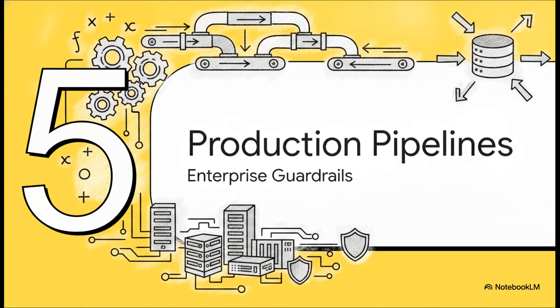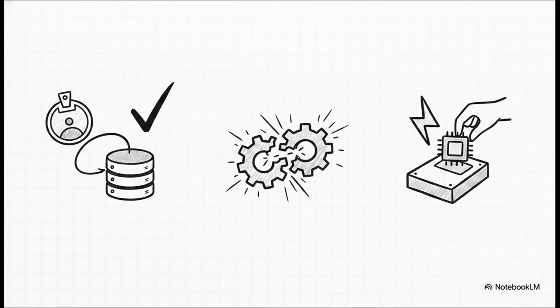Finally, bringing it all together. Section 5, building production pipelines. When you're actually deploying these systems, the research points out 3 major architectural pitfalls you absolutely have to avoid to keep things from blowing up.